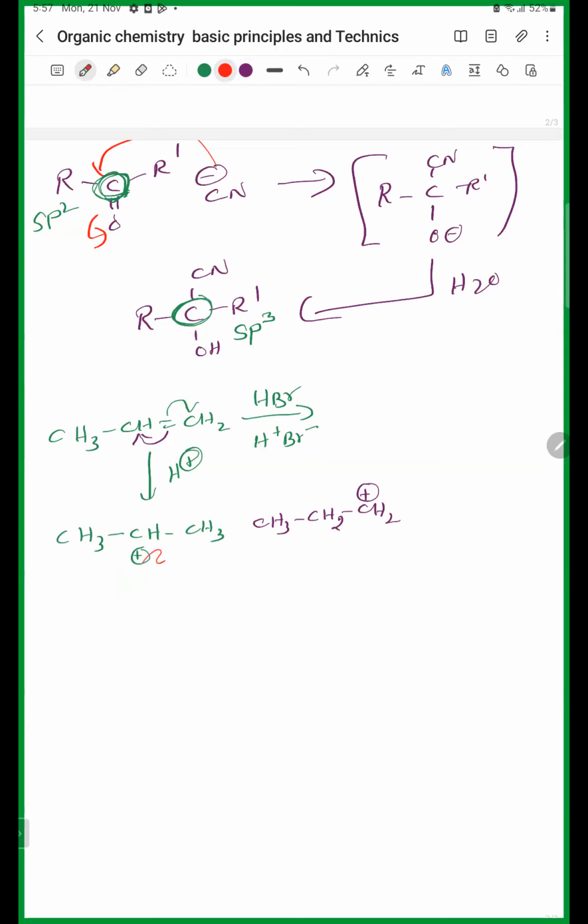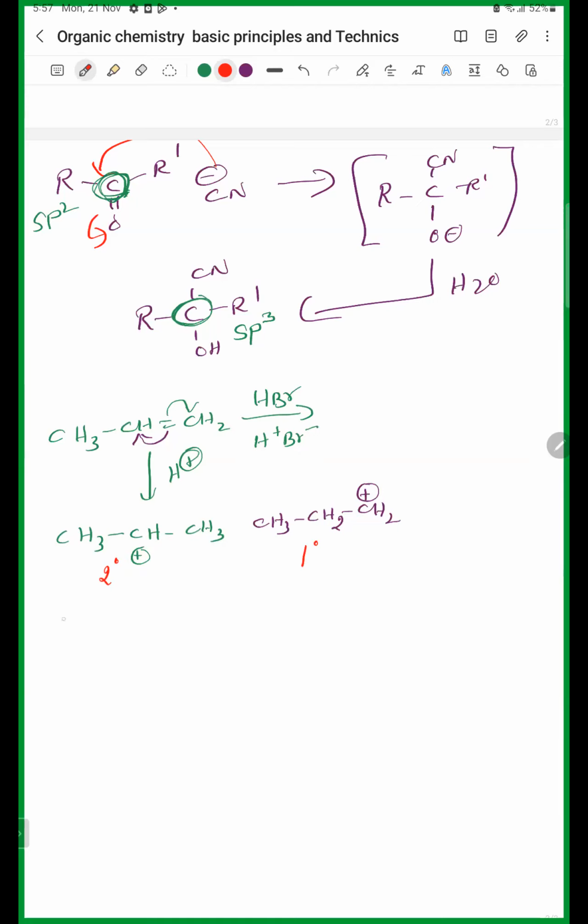The carbon with the positive charge which is attached to two carbons becomes a secondary carbocation. Whether it is a primary carbocation, secondary carbocation, or tertiary carbocation, how can you say primary, secondary, and tertiary? Secondary, sir, sorry. The carbon bearing the positive charge attached to one carbon becomes primary.